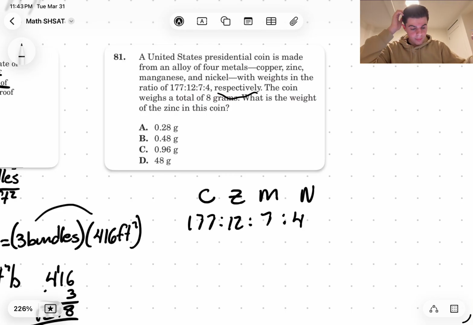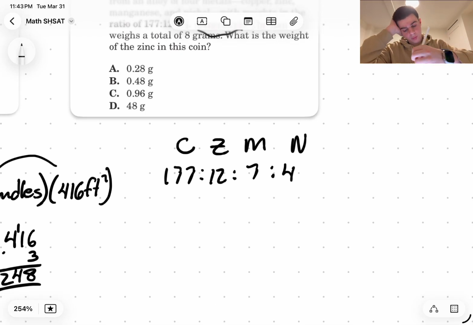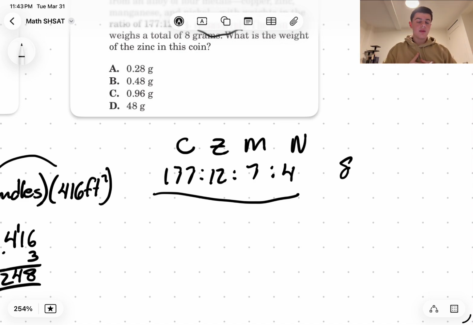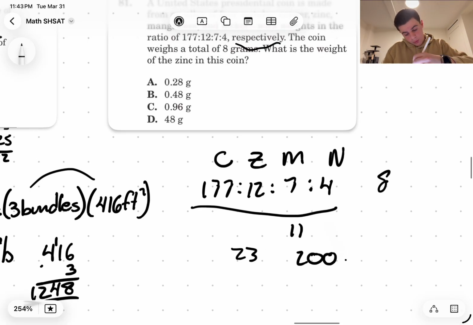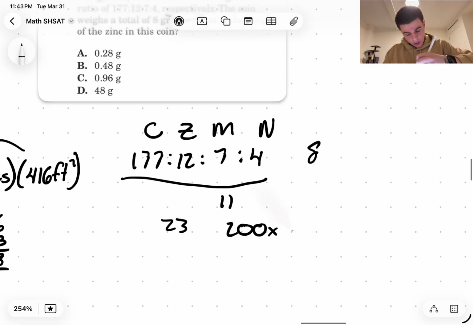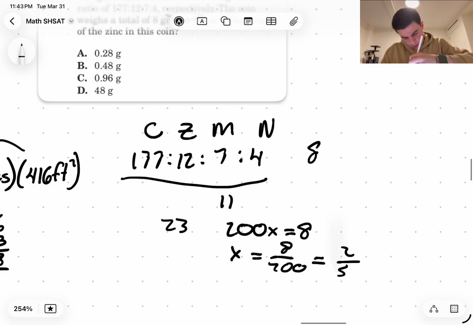Now that we have this ratio down, we know that the coin weighs a total of 8 grams. Similarly to how we did the first one, we can figure out how many parts there are and then divide 8 grams by that many parts. So 7 plus 4 is 11. 11 plus 12 is 23. And 177 plus 23 is exactly 200. So that's a nice number. So we have 200 of these parts, and that's going to equal 8. So x is 8 over 200, which we can simplify to 2 over 50, which is also equal to 1 over 25, right?